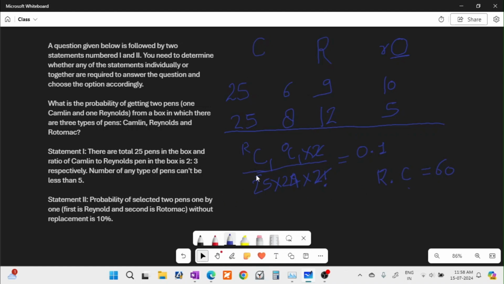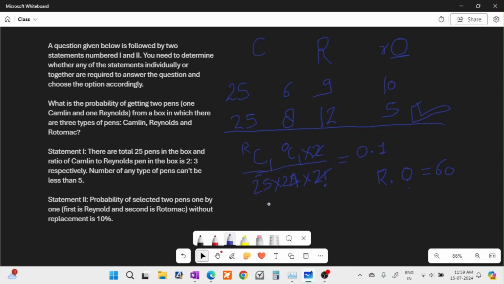But if we combine statement 1 and 2, sorry, it is not C, it is O. We can see R and O, there are only two possible cases, and which of them gives the value to be 60? It is this case, situation number 2. 12 into 5 is equal to 60. So this will be the number: 8, 12 and 5, and from this we can find the probability of getting Camlin and Reynolds pen.